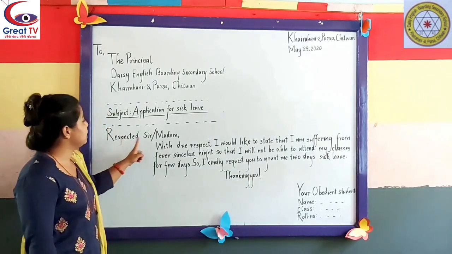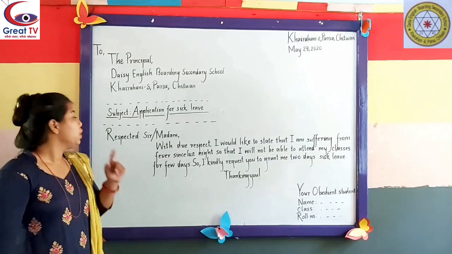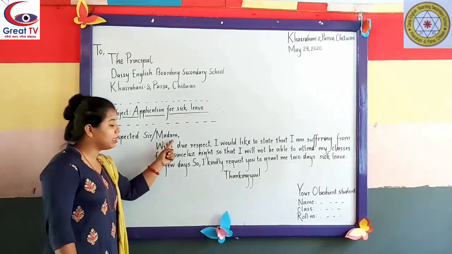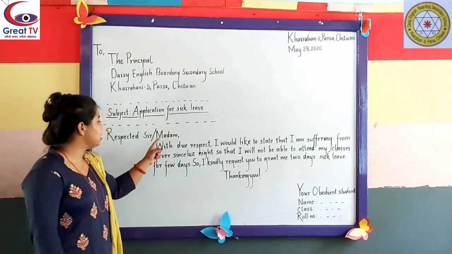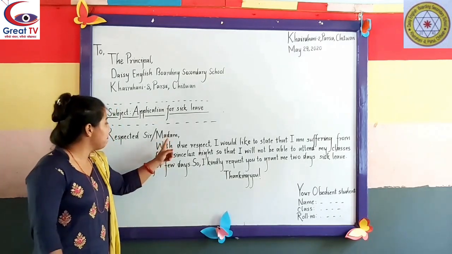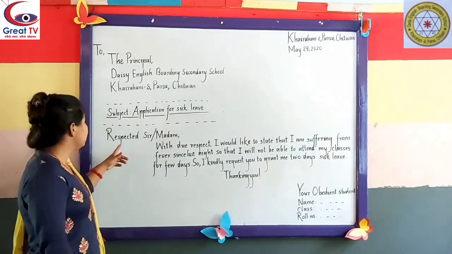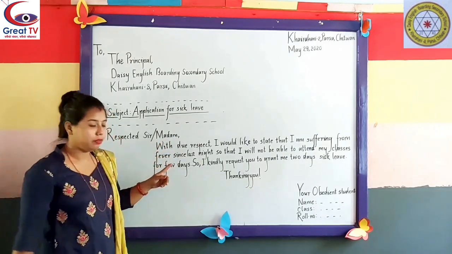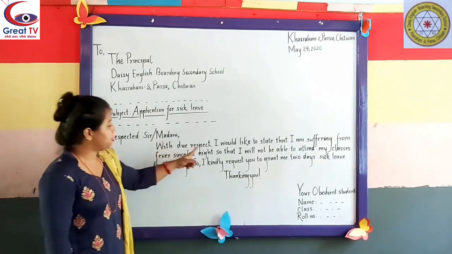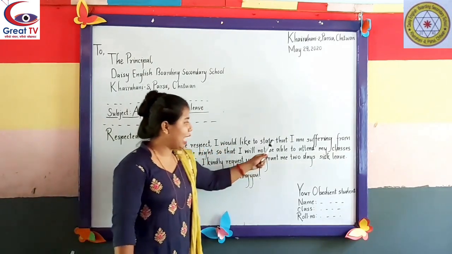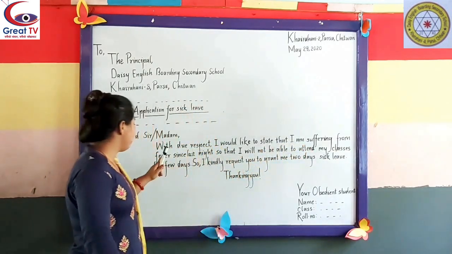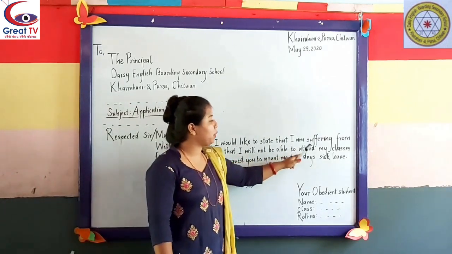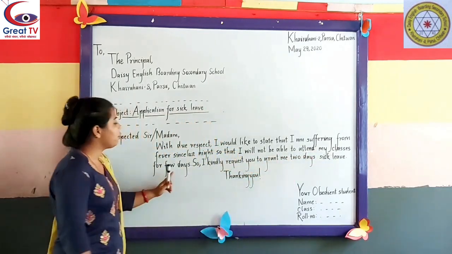Then respected sir or madam. As I said to you, use the word respected instead of dear. And use the word madam instead of ma'am. This is a highly respectful word, madam, as compared to ma'am. So respected sir or madam. This is the body paragraph. Pay attention. With due respect, I would like to state that I am suffering from fever since last night. So I will not be able to attend my classes for a few days.